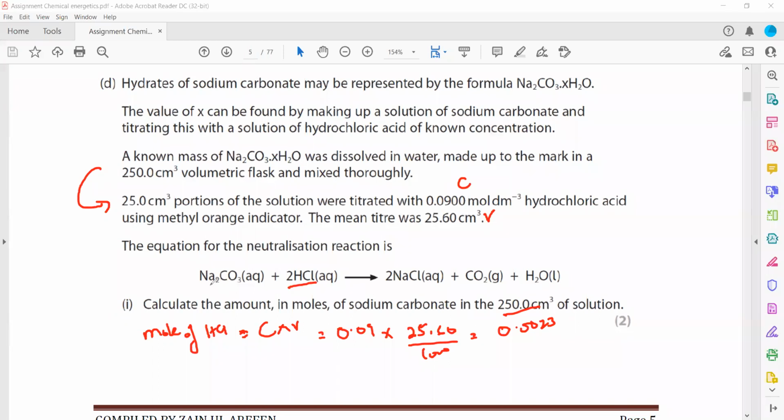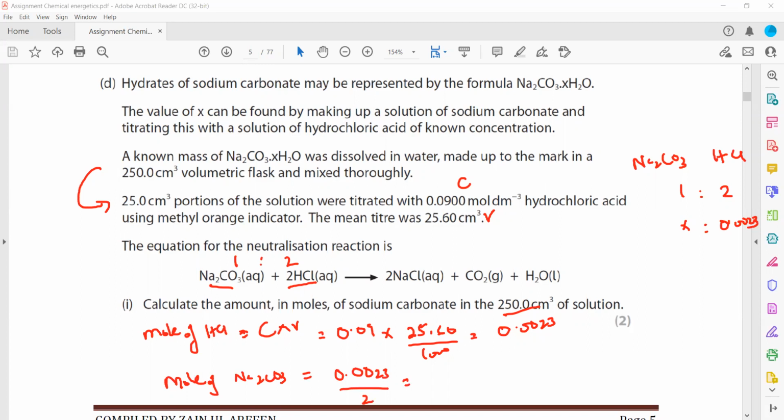Then we will use the mole ratio. The mole ratio for hydrochloric acid and sodium carbonate is 2:1, so the moles of HCl are 0.0023, and the number of moles of sodium carbonate will be X. So we divide this by 2 to get the number of moles of sodium carbonate Na2CO3. 0.0023 divided by 2, we get 0.001152. So these are the moles of sodium carbonate.